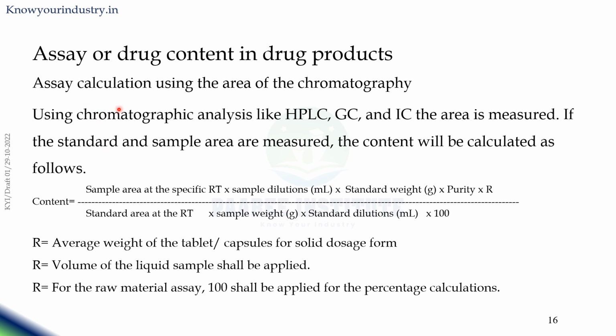In case of chromatographic methods like liquid chromatography, gas chromatography, or ion chromatography, you will have the chromatogram, which is having the peak area. So we have to see the peak area, sample area, and the standard area for the calculation. So the content, drug content or the assay, is equal to sample area into sample dilution into standard weight into purity, divided by standard area into sample weight into standard dilutions into 100.